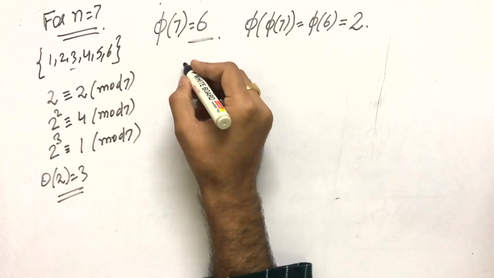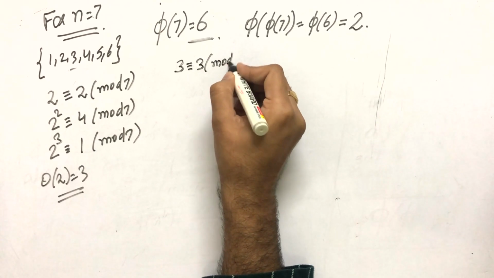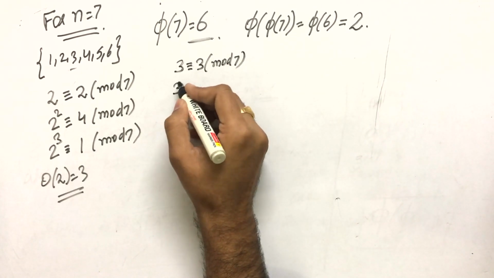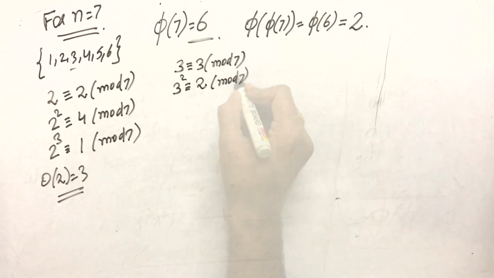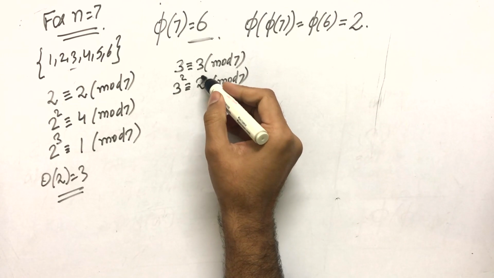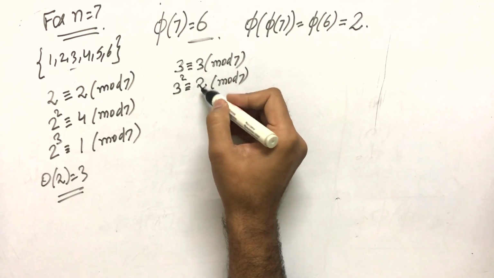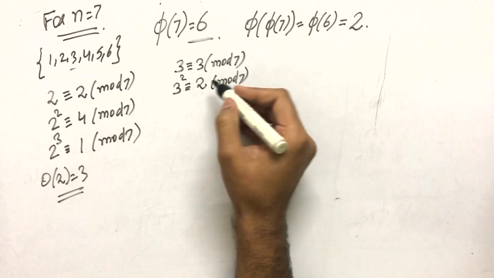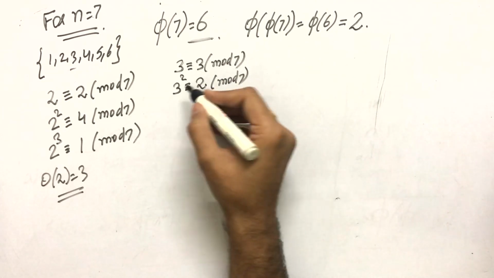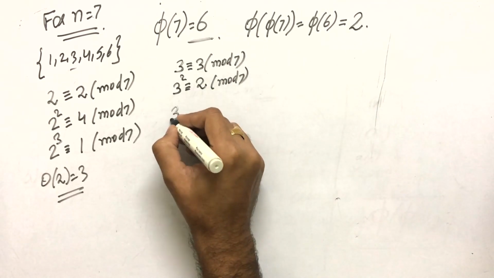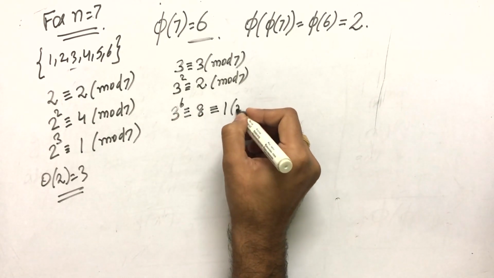Let us check another number, 3. 3 is congruent to 3 mod 7. And 3 squared, 9 mod 7, is 2. Very smartly, we see we are getting 2 here. So what power should we raise here so that it becomes 1, taking modulo 7? When we raise to the power 3 here, it is 8, and 8 modulo 7 is 1. So raising to power 3 on both sides, 3 to the power 6 is congruent to 8, which is further congruent to 1 mod 7.